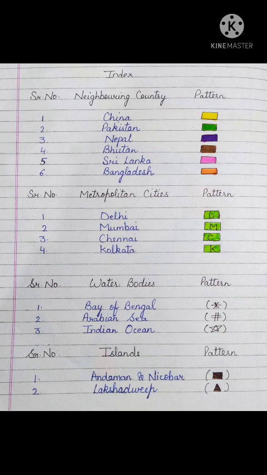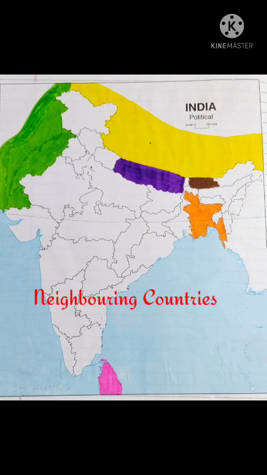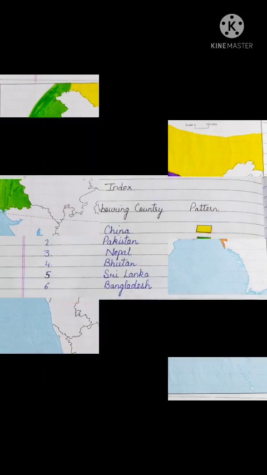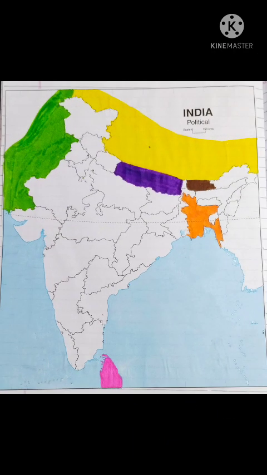On the top, we will write the heading index and then we will make 3 columns for each. First, we will learn about the neighboring countries, and for its index, we will make 3 columns: serial number, neighboring country and pattern. You can take any pattern or color of your own choice, but you have to mention it on the index. First, let me tell you what are neighboring countries.